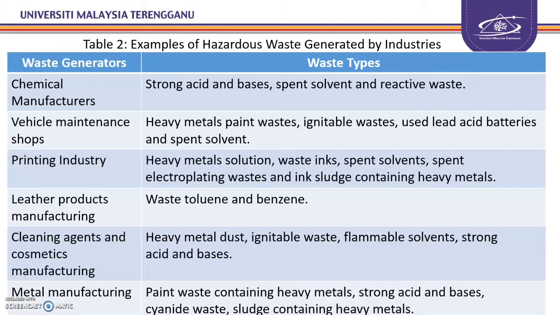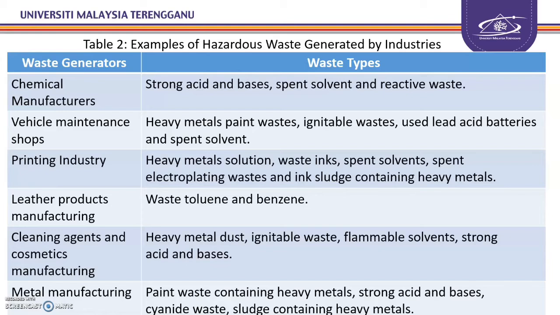Here are examples of hazardous waste generated by types of industry. Normally strong acids and bases, spent solvent and reactive waste are produced by chemical manufacturers. What about vehicle maintenance shops? The waste types are normally heavy metal paint waste, ignitable waste, used lead acid batteries and spent solvent.